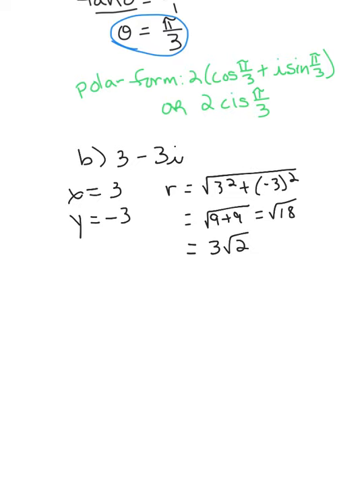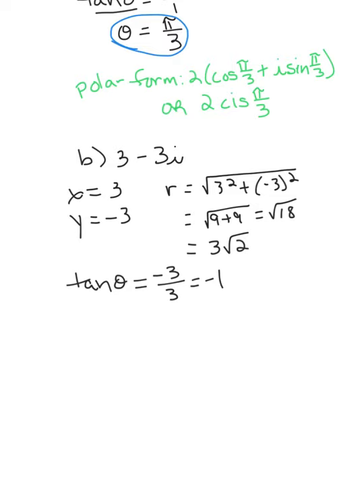So now we know the x, y, and r. We need to figure out tangent. Tangent of our angle is going to be the y value, -3, over the x value, +3, which is -1. Now we know that tangent is -1, so we have to think about the fact that tangent is negative in quadrant 2 and in quadrant 4.